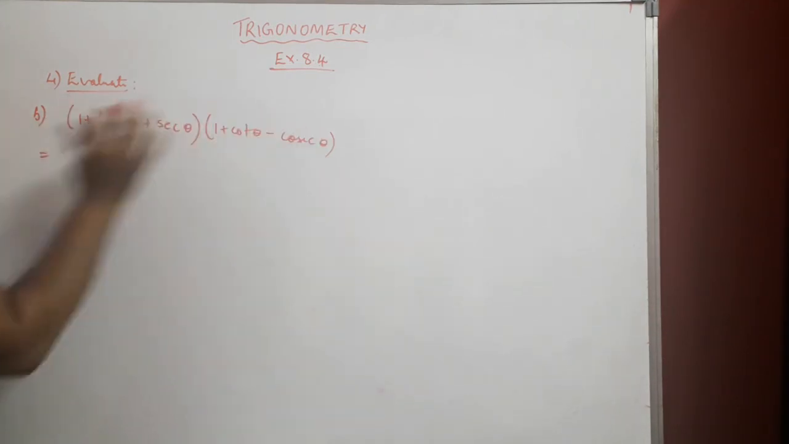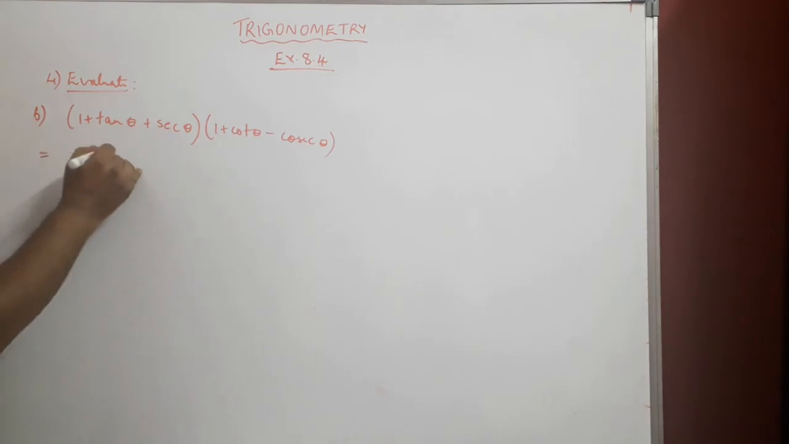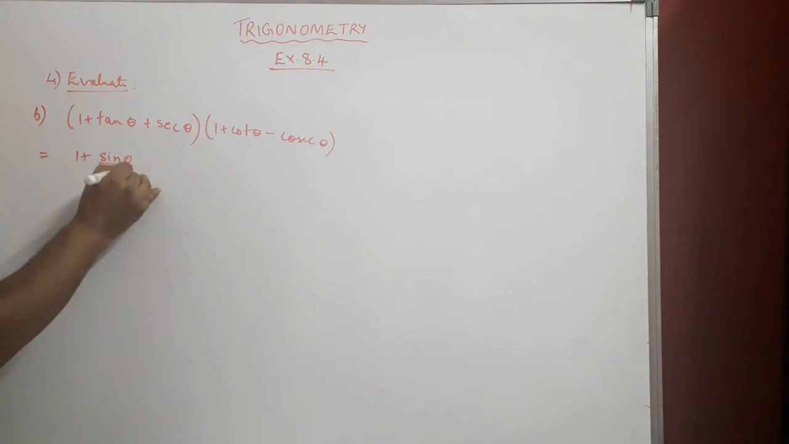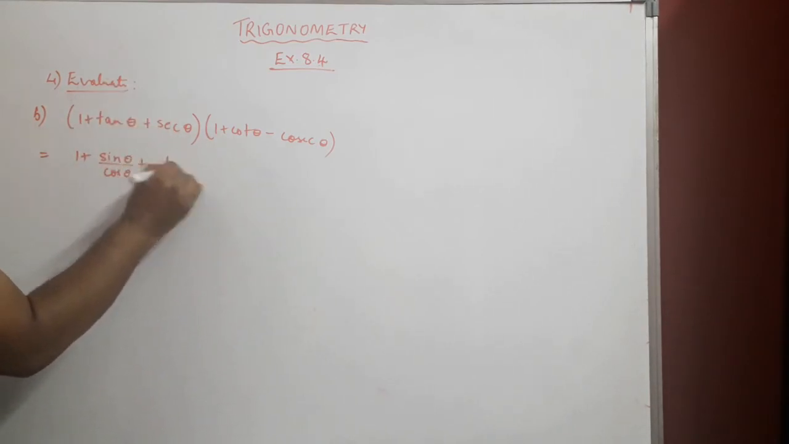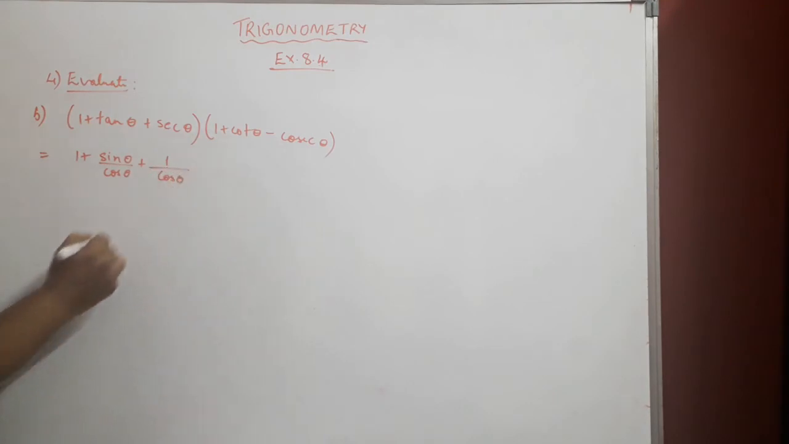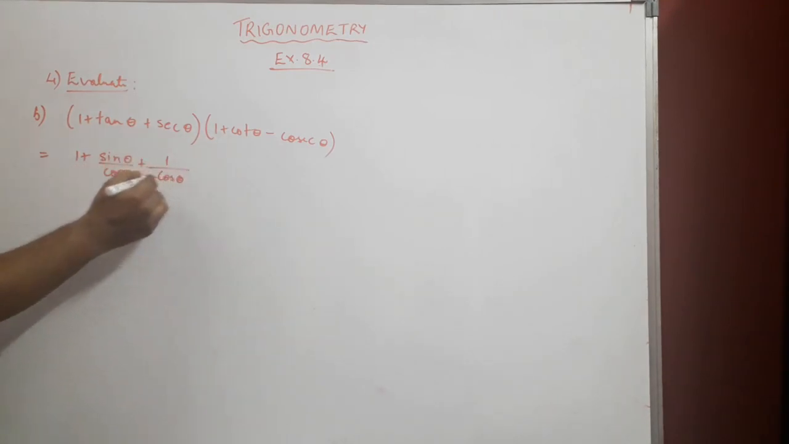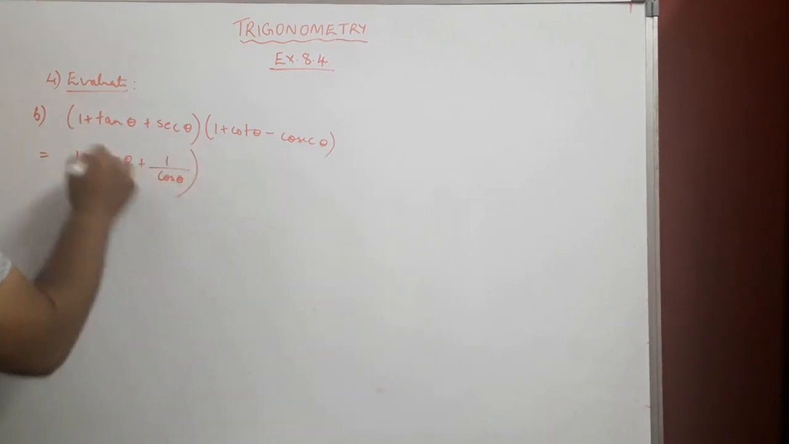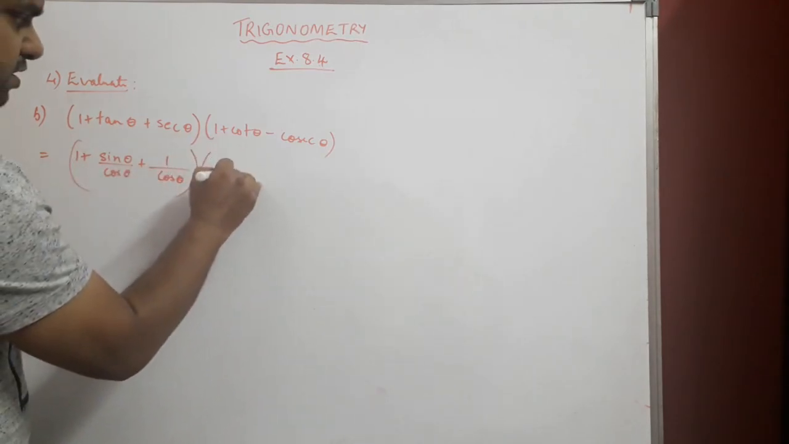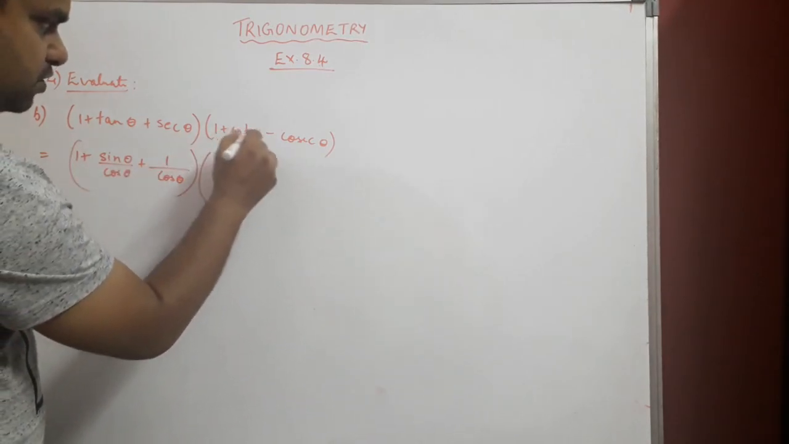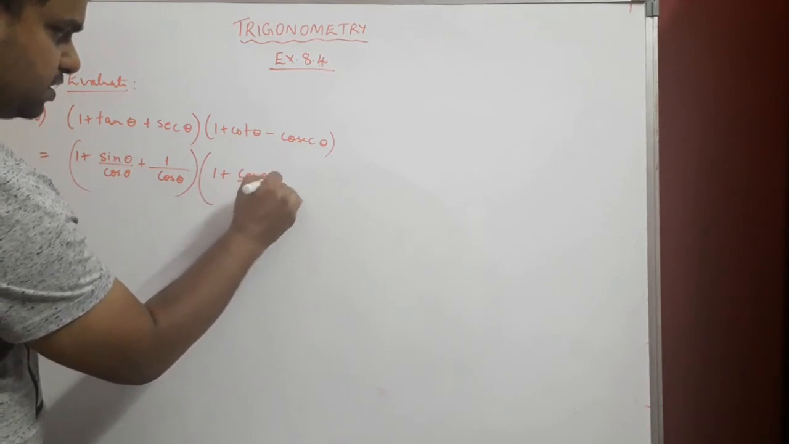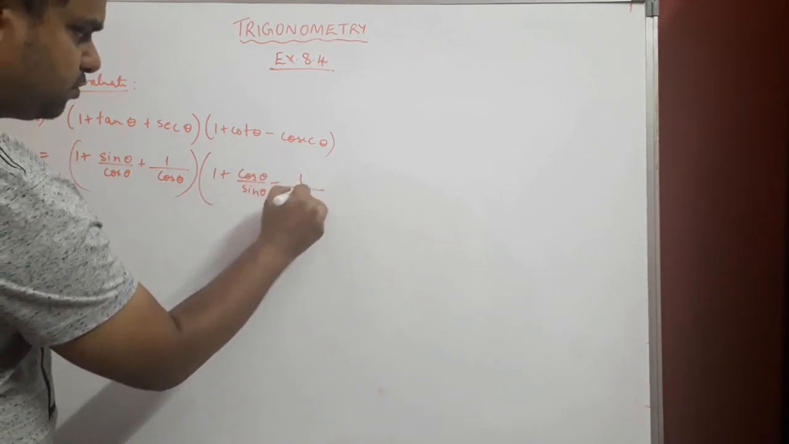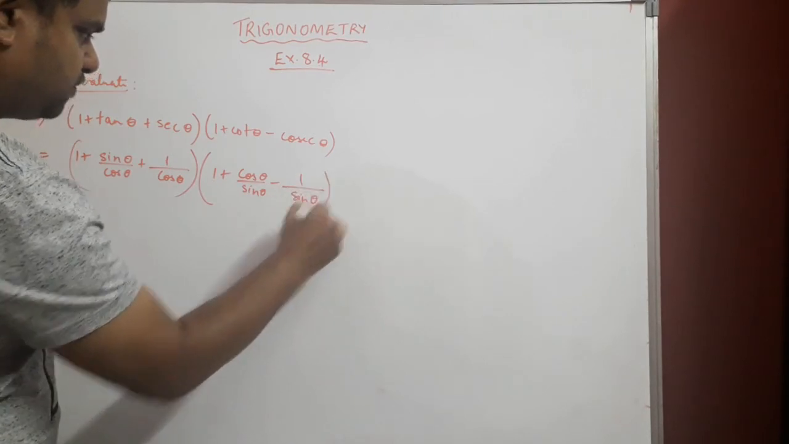Let us try to simplify this bracket. 1 plus tan theta, I am writing it as sine theta upon cos theta. Okay, let us simplify it first. And sec theta can be written as 1 upon cos theta, because sec theta and cos theta are reciprocal of each other. Whole thing into, we'll apply the similar steps over here. Cot theta can be written as cos theta upon sine theta, and cosec theta can be written as 1 upon sine theta, because they are reciprocal of each other.